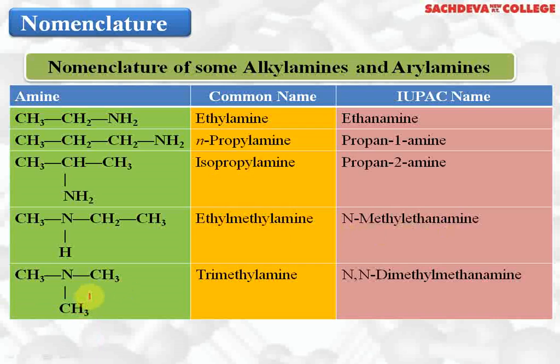Next we are taking tertiary amine. In tertiary amine, one nitrogen is attached to three methyl groups. So this is called trimethylamine. IUPAC name is N,N-dimethylmethanamine. Why N,N? Because there are two methyl groups and they are attached to the same nitrogen. That's why we write N,N. The two methyl groups are taken as substituents. We will call it dimethyl. The parent in this case is methanamine.